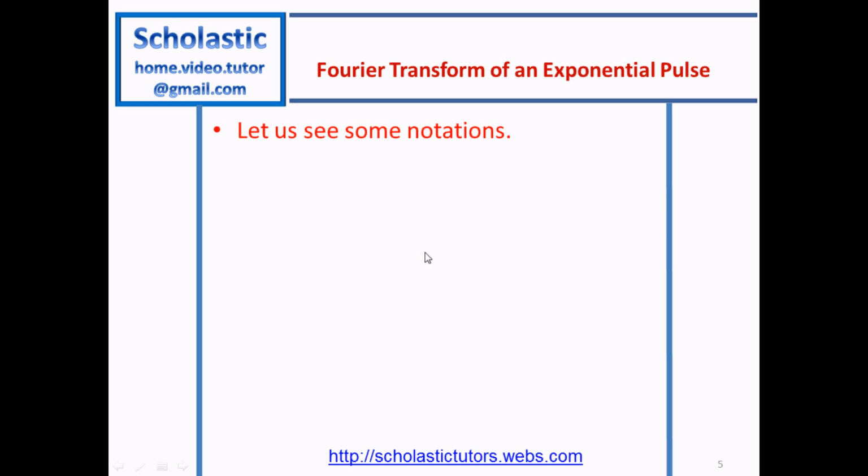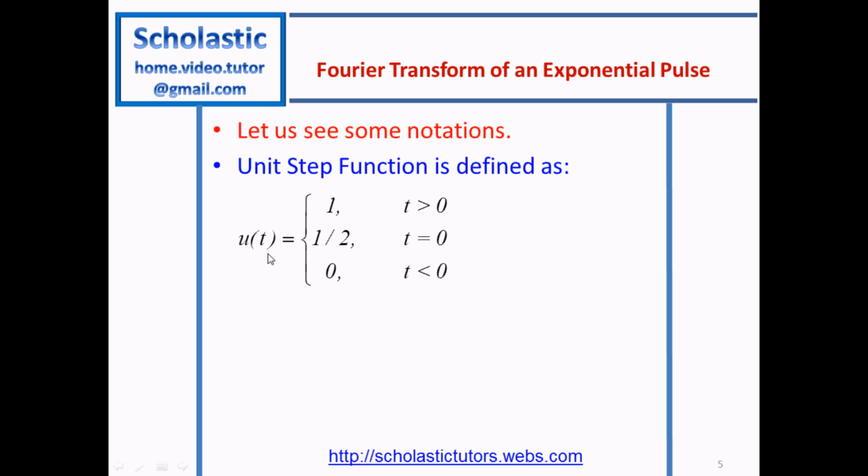Let's see some notations before you proceed. First one, the unit step function, which is defined as u(t), equal to 1 when t is greater than 0, equal to 0 when t is less than 0, but in between, that is when t equals 0, it is half. This is by convention, otherwise it is 0 until t equals 0, and after t greater than 0 it will become 1, the step function. But if you define at t equal to 0, we normally take it as half.